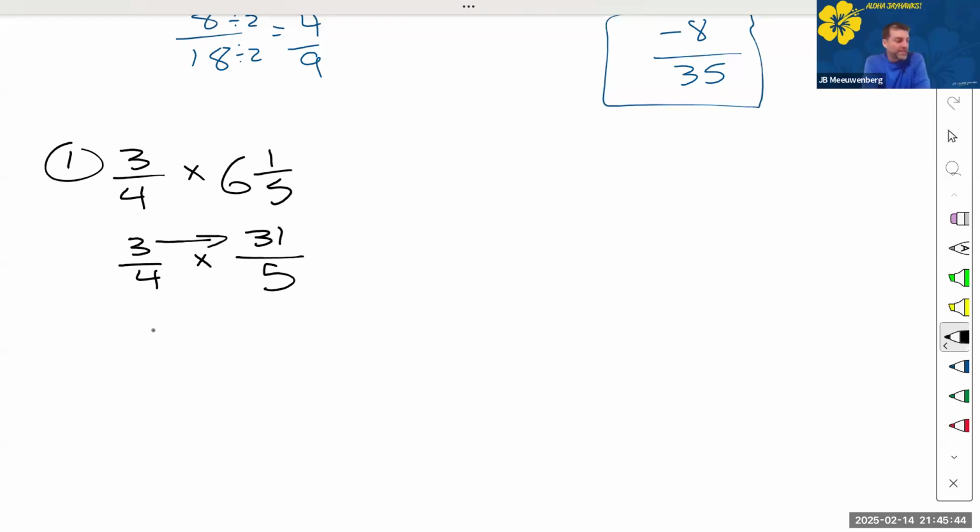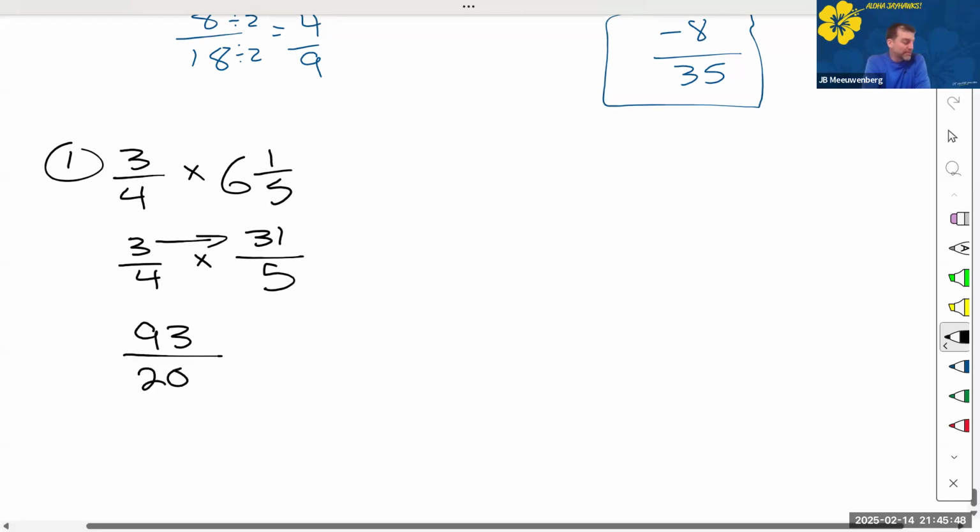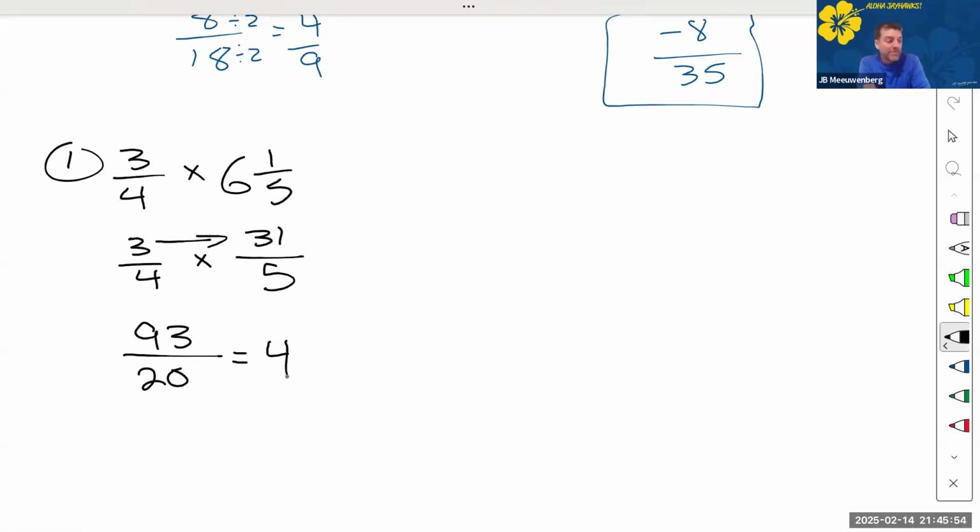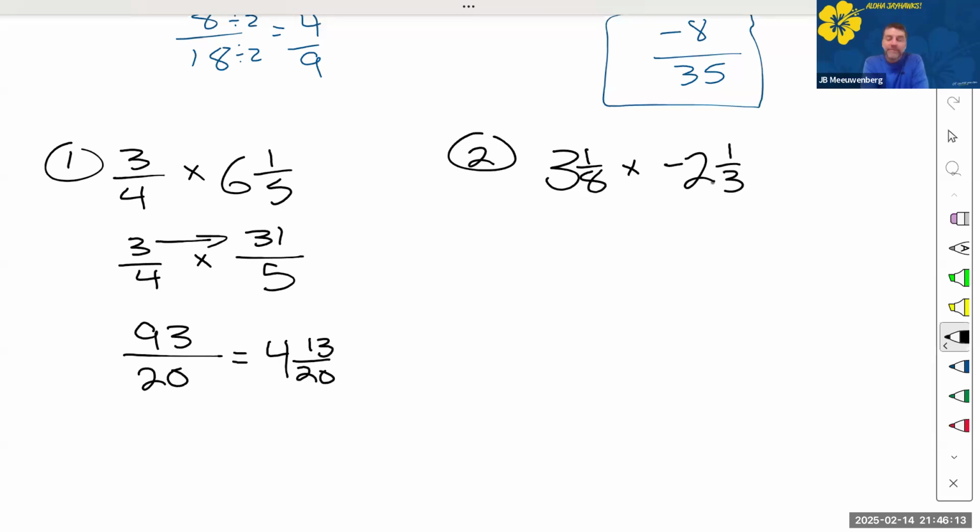3 times 31 is 93. 4 times 5 is 20. With a little division or counting by 20s, we see that 20 goes into 93 4 times, which gets us to 80. And then that leaves us 13 more to get up to 93. 4 and 13/20. So now that you've seen one, go ahead and try this: 3 1/8 times -2 1/3. Give that one a shot.